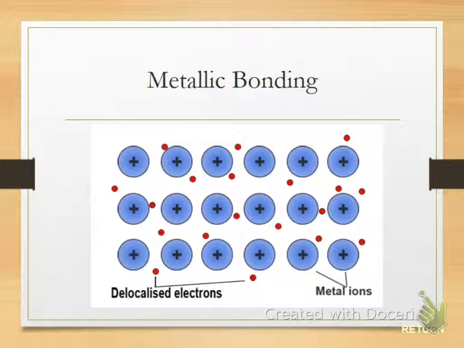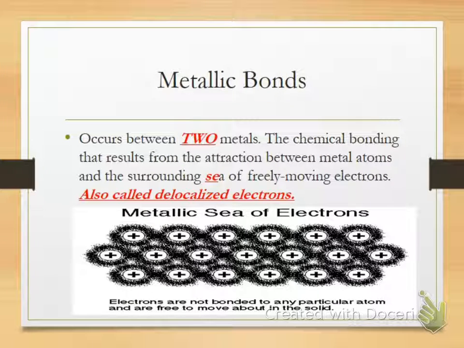That brings us to metallic bonding. Okay. Metallic bonding occurs between 2 metals. It results from the attraction between the metal atoms, and they call it a sea of electrons. Okay, so let me kind of explain that. Basically, I call this like the socialism of bonding. They all share their electrons. Everybody gets their electrons. It's like the socialism of bonding.